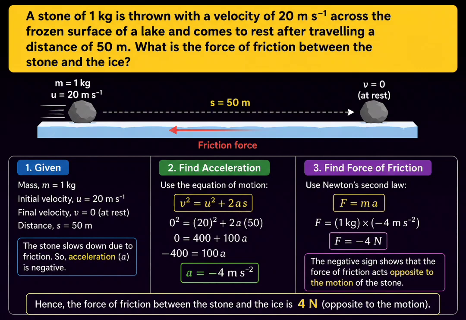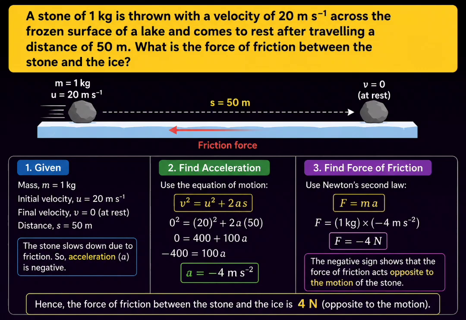0 squared is equal to 20 squared plus 2 into a into 50. 0 is equal to 400 plus 100 a. Minus 400 is equal to 100 a. a is equal to minus 4 meters per second squared. The negative sign shows that the acceleration is opposite to the direction of motion. This is called retardation or deceleration.